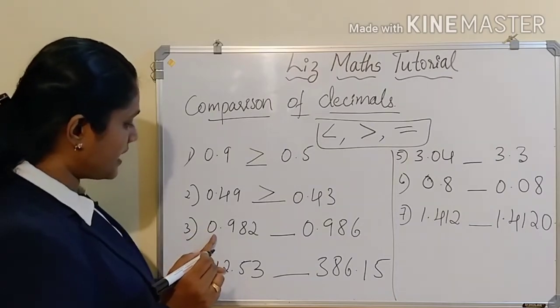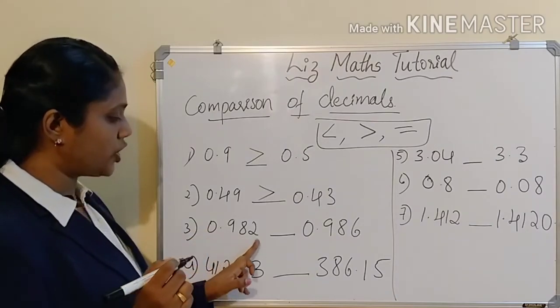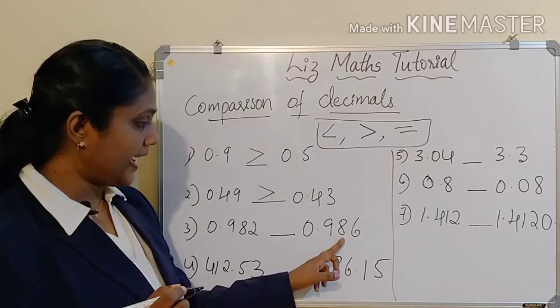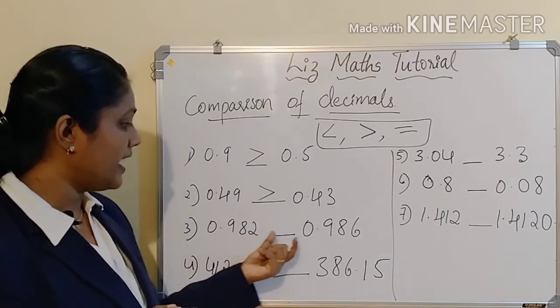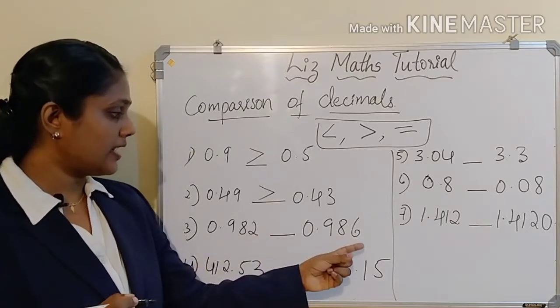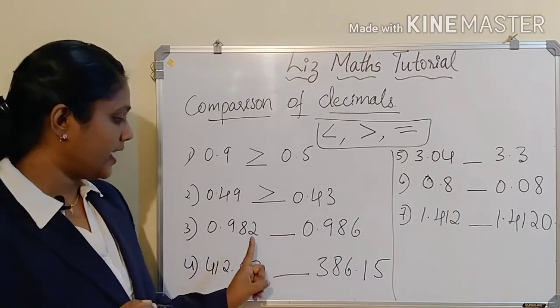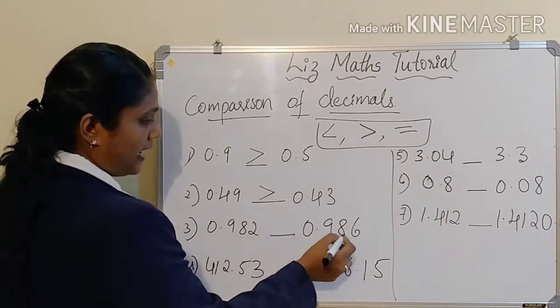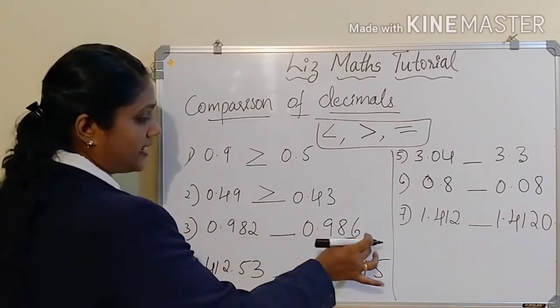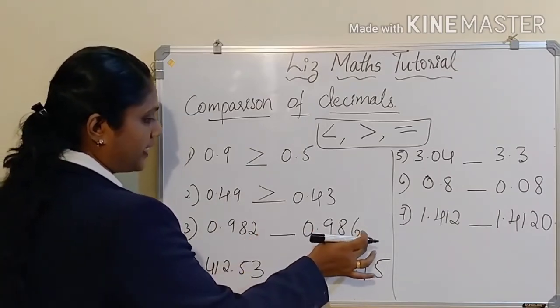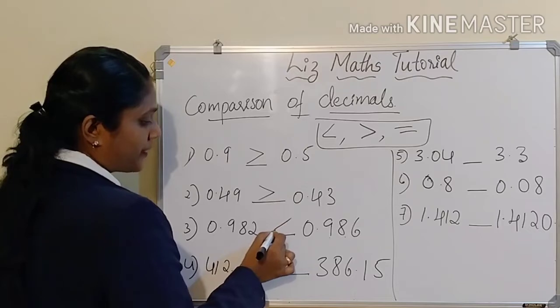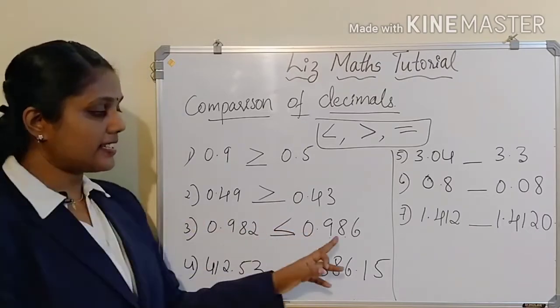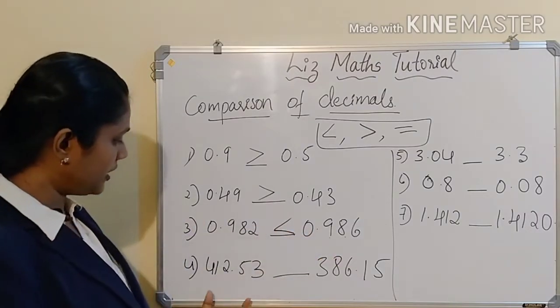And in this case 0.982, 0.986. Here also you can see a like decimal. So here you have 6 and here you have 2. See, the first two digits are same. So go for the last digit. Compare that. Which one is greater? 6 is greater. So this one is small. This is greater. Next, go for the next one.